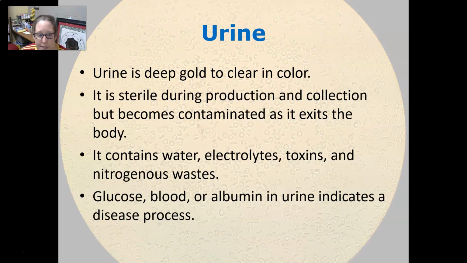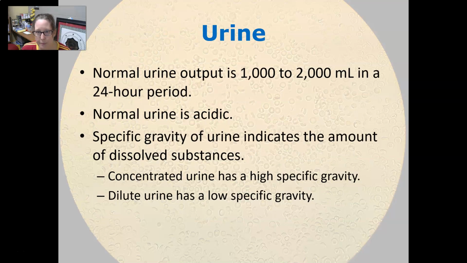So urine is deep gold to clear in color. It is sterile during production and collection, but becomes contaminated as it exits the body because it picks up bacteria and stuff. It contains water, electrolytes, toxins, and nitrogenous waste. Nitrogenous waste are waste from nitrogen-containing compounds, and the compounds in your blood that contain nitrogen are all the amino acids and proteins. Glucose, blood, or albumin in urine will indicate a disease process.